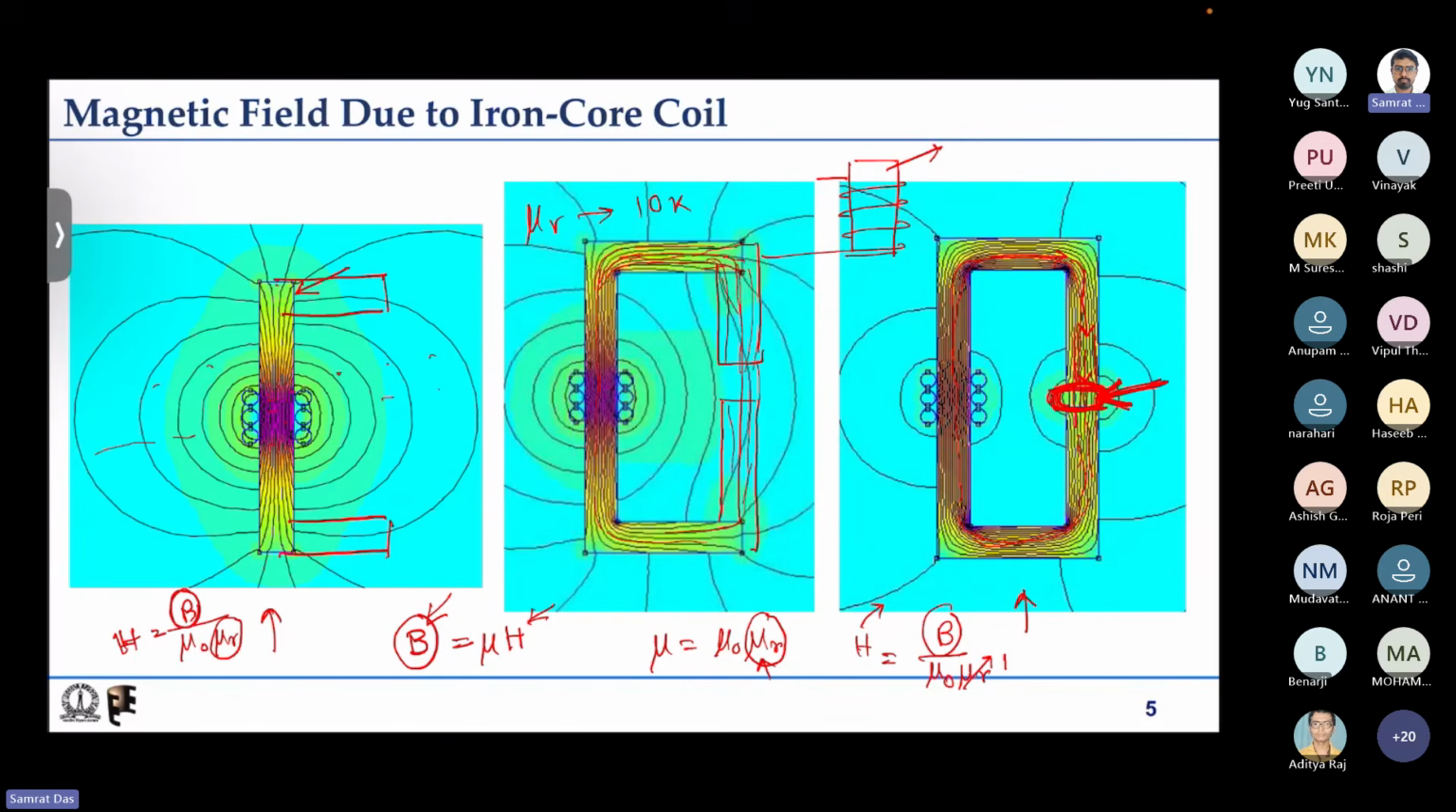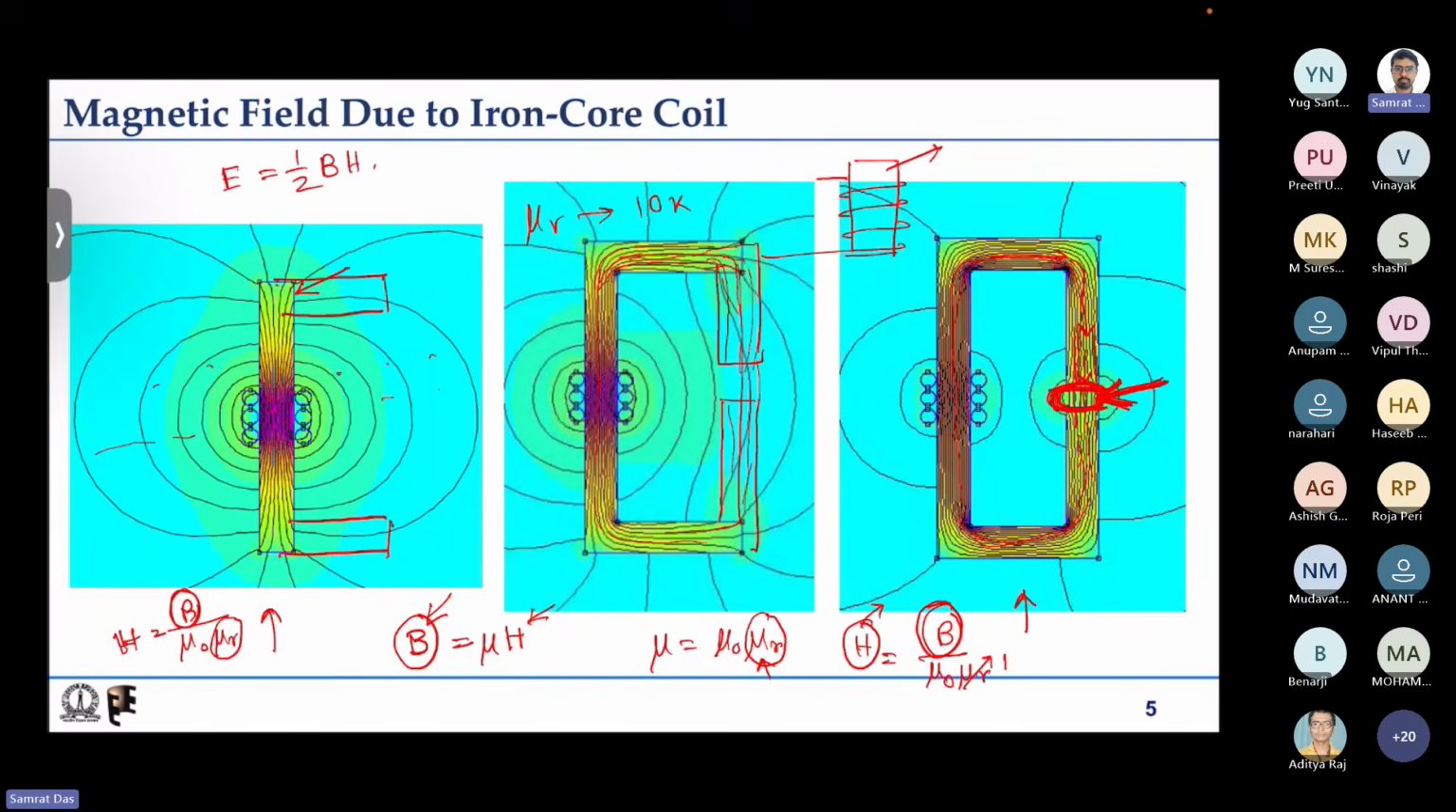But in this case, because we are aligning all the flux lines to flow through the small air gap, we have very high B in the air gap, and naturally we have very high H in the air gap also, and the energy stored in any magnetic field is measured by half BH.